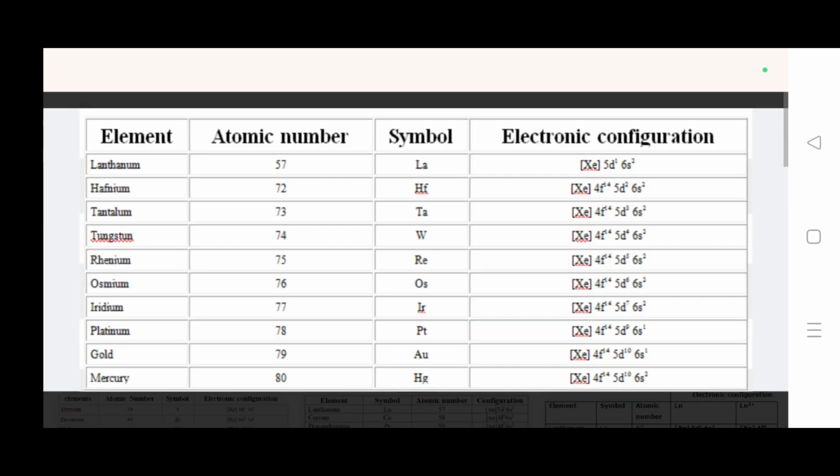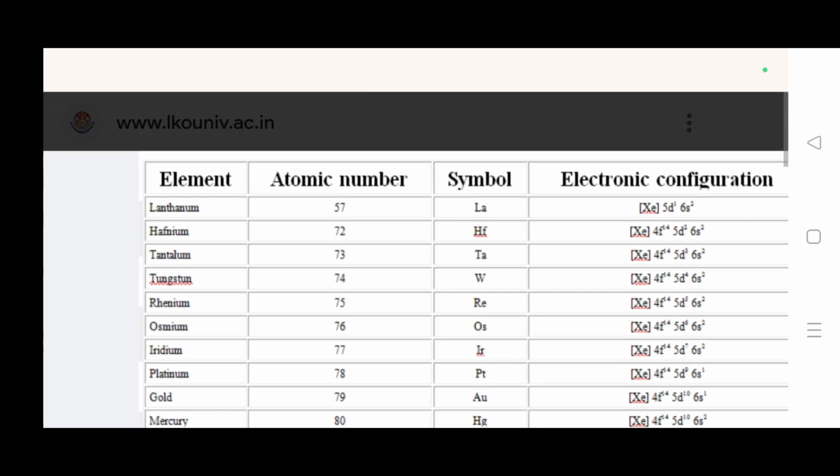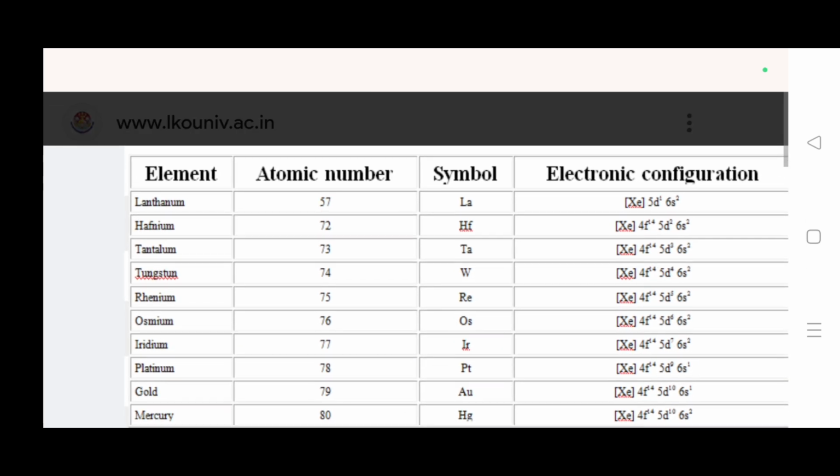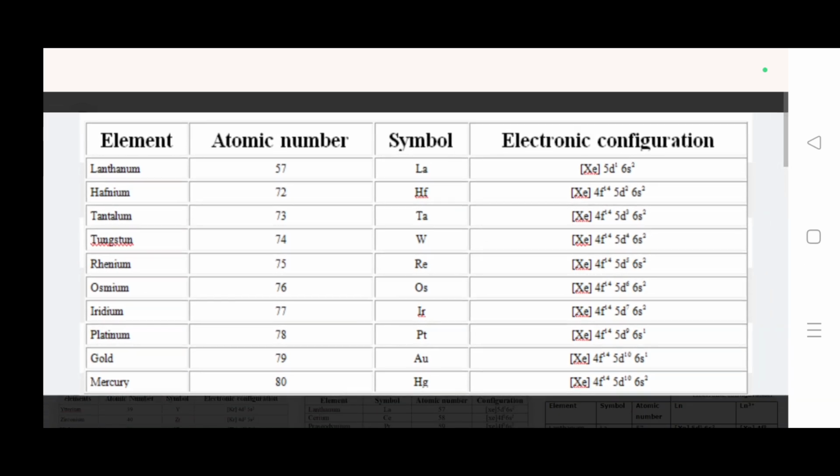Now for the 5d series we have lanthanum 5d1 6s2, hafnium 4f14 5d2 6s2, tantalum 4f14 5d3 6s2, tungsten 4f14 5d4 6s2, rhenium 4f14 5d5 6s2, osmium 4f14 5d6 6s2, iridium 4f14 5d7 6s2, platinum 4f14 5d9 6s1, gold 4f14 5d10 6s1, mercury 4f14 5d10 6s2.